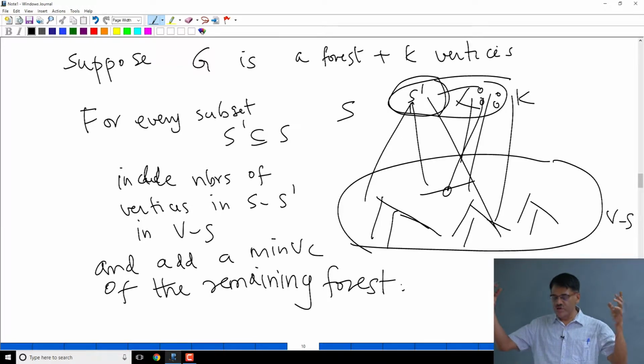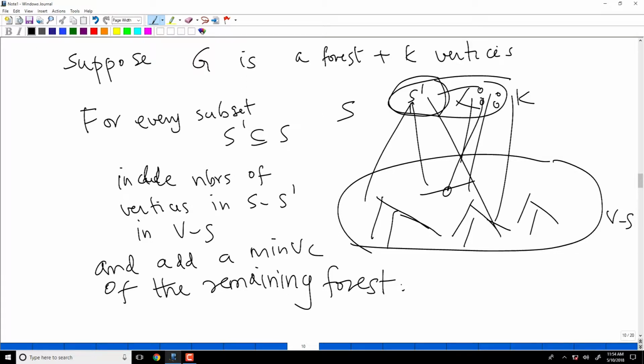Because this is exactly what a minimum vertex cover will look like. It will intersect S with some subset, and then the remaining endpoints are all forced, and then it will be a minimum vertex cover for the remaining forest. The forest I can solve in polynomial time. So, you can do this. So, how much time have you spent? 2 to the k times some polynomial in n.